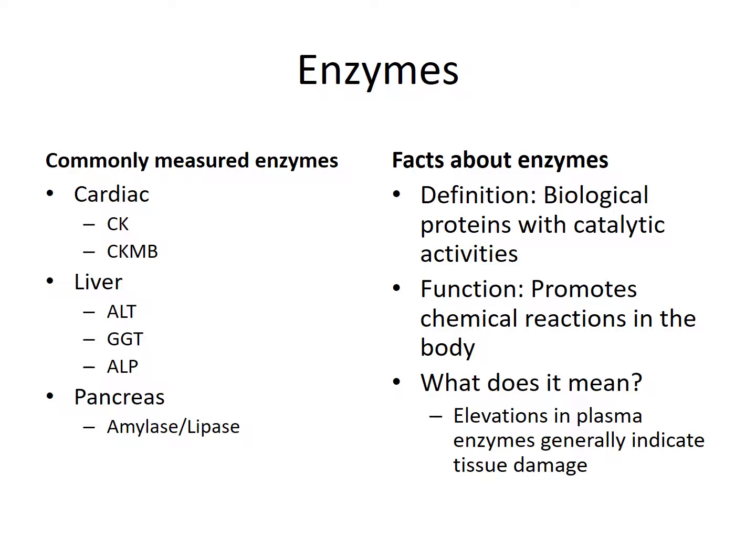Usually, elevations in plasma enzymes indicate tissue damage. Most are produced in small quantities, and most of the enzymatic action takes place within cells and in the blood. When enzymes are increased in the plasma, this does usually indicate cell death or destruction. Increases in certain enzymes can be linked to damage or injury in certain organs.